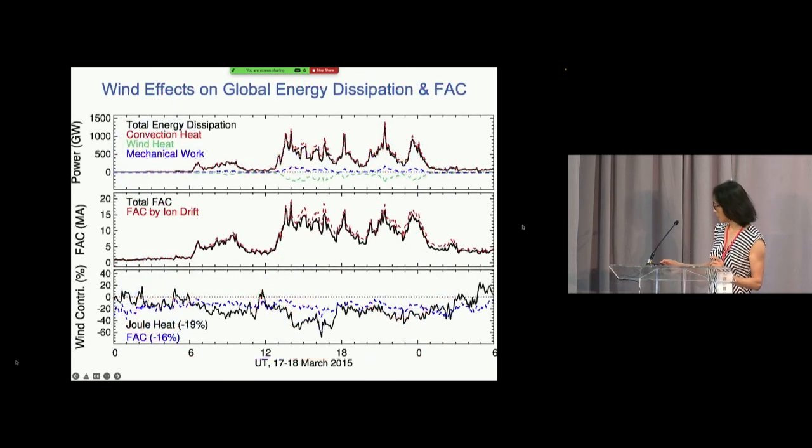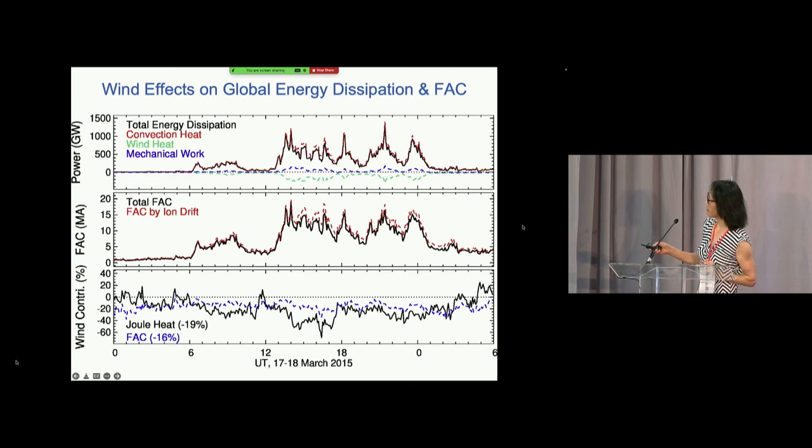Okay, that comes to my conclusion slide. I'm basically summarizing the wind effect on the energy dissipation and the field-aligned current. The top row shows different terms of energy dissipation into the ionosphere. The red dashed line is the heating without neutral wind, and the green dashed line is the wind heating. It's always negative. These are all hemisphere-integrated magnitudes. The mechanical power is also plotted, and it's generally positive for this particular event.